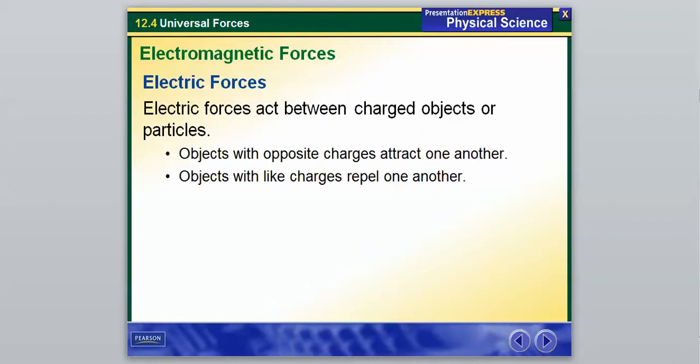And so electric forces act between charged objects or particles, and objects with opposite charges attract one another, and objects with like charges repel one another. So we've already talked about that.